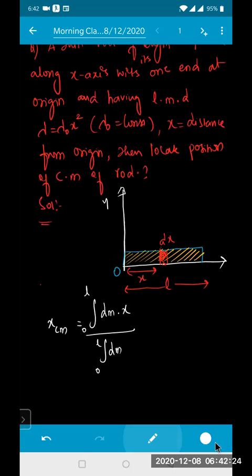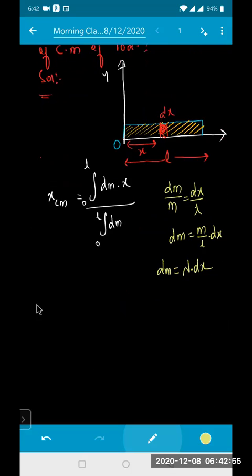Now how do you write the dm, beta? Cut at mass by original mass is equal to cut at length by original length L. So dm is equal to m by L into dx. Mass per unit length is known as the linear mass density. So dm will be equal to lambda into dx.